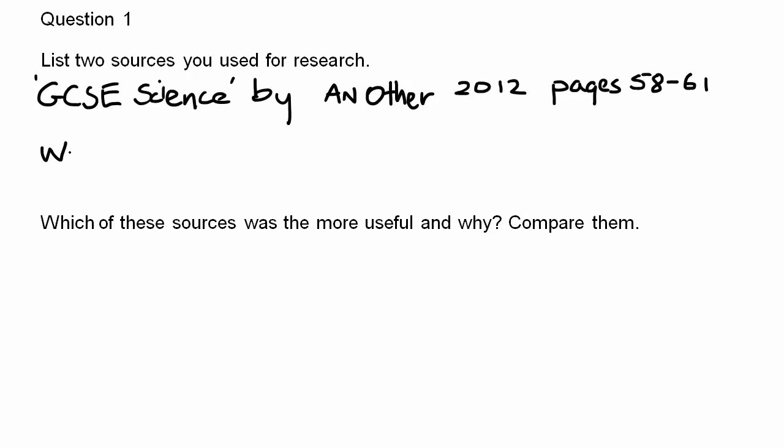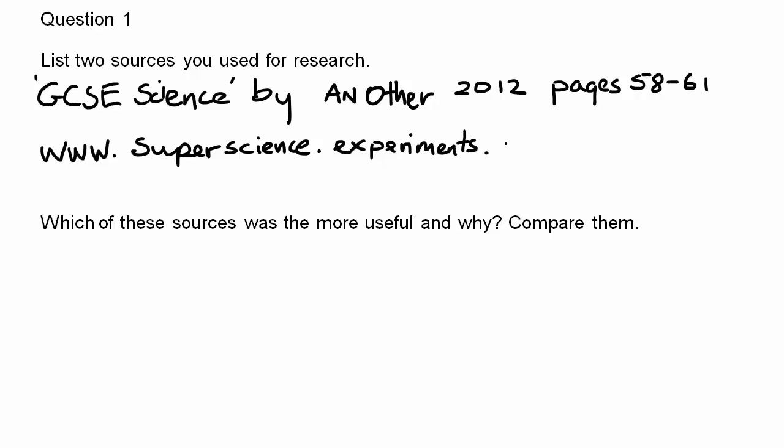For the website, you'd need the URL www.superscience.experiments, whatever follows in the URL bar. Fill out everything there is, don't leave anything out. The marking guidance says that these sources should be fully accurate. This would get 1 mark. Number these 2 sources 1 and 2, so that the second bit becomes easier.